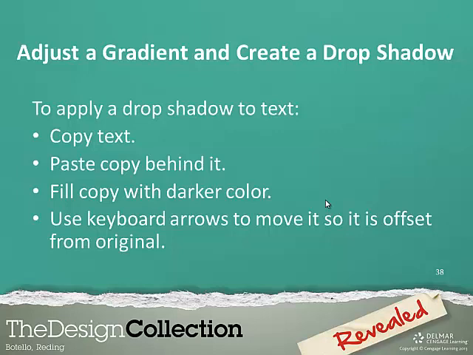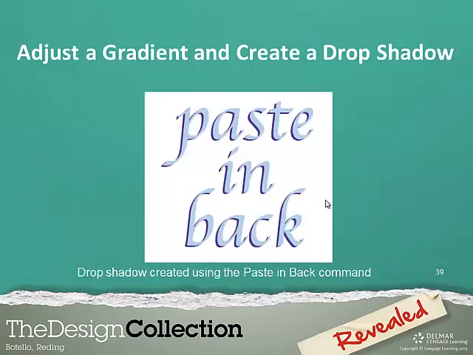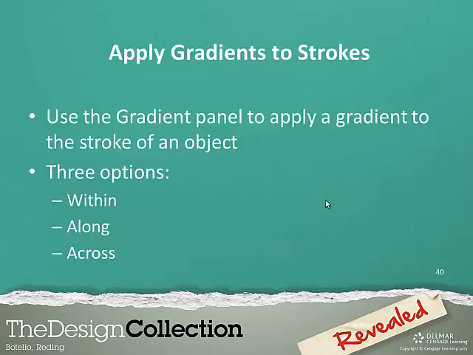And then to apply a drop shadow, you copy your text, paste it behind it, fill the copy with a dark color such as black or navy, as long as it's darker than the text so that you can see it. And then you use your keyboard arrows to move it to an offset from the original so that you can see the shadow. And you can just slightly see a black or a dark blue shadow behind that pasting back. You pick up here with the chapter tutorial that has you adjust your gradient and create a drop shadow there on page 2-32.